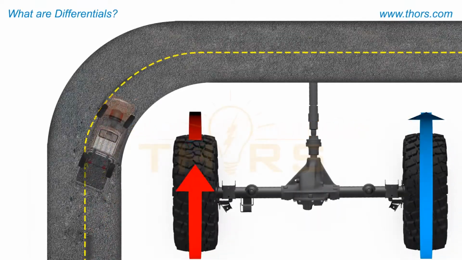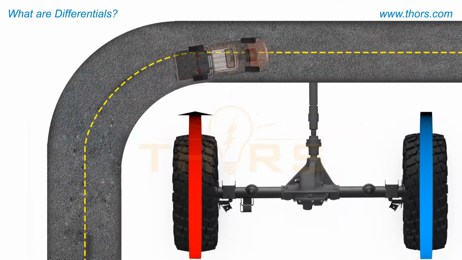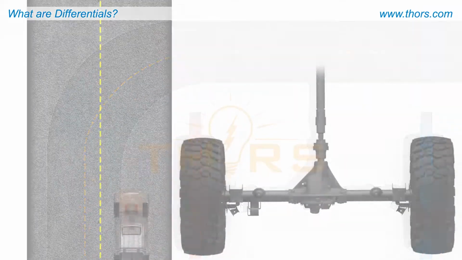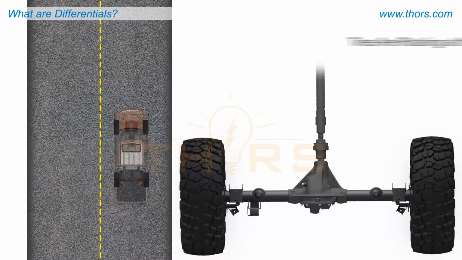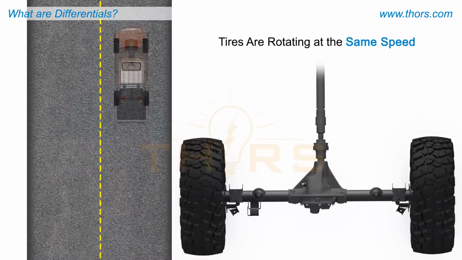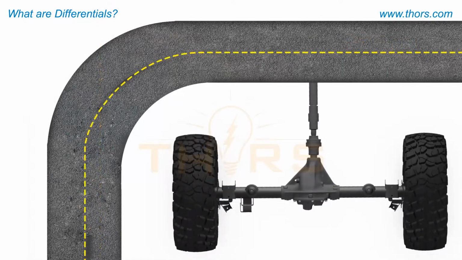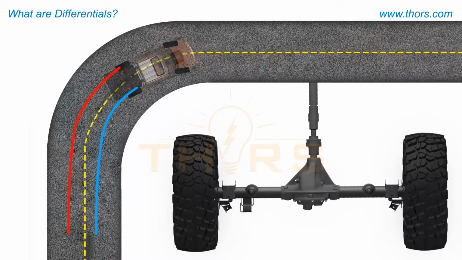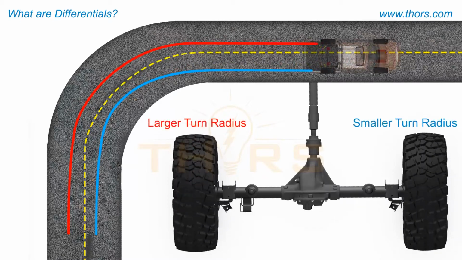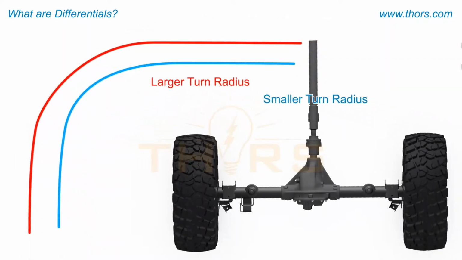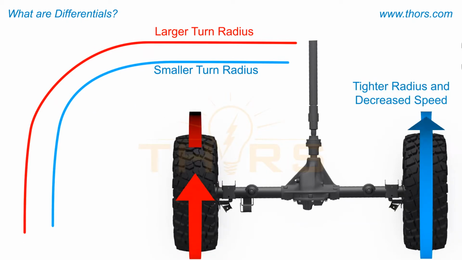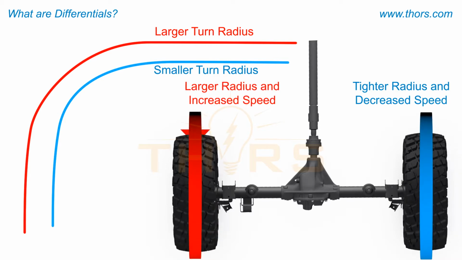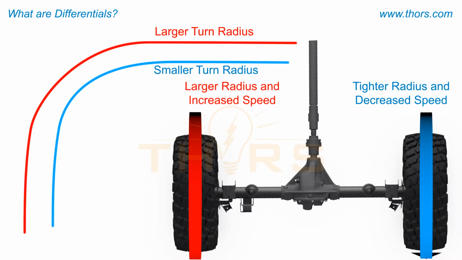Differentials are mechanisms used in automobiles to allow for tire speed differentiation while making turns. When a vehicle is traveling in a straight path, the tires are rotating at the same speed. However, during a turn, the tires need to rotate at different speeds since the turning radius for each wheel is different. The inside tires need to travel along a tighter radius and decrease in speed, while the outer tires need to travel along a larger radius and increase in speed to maintain the turn.